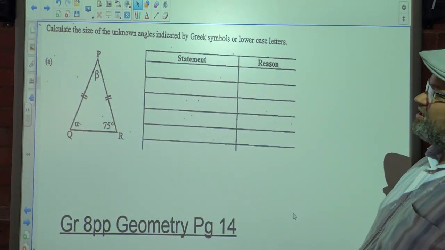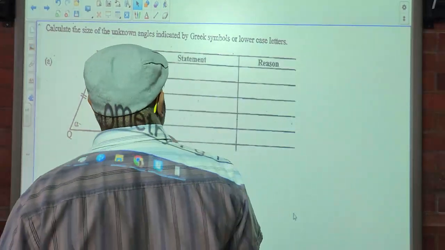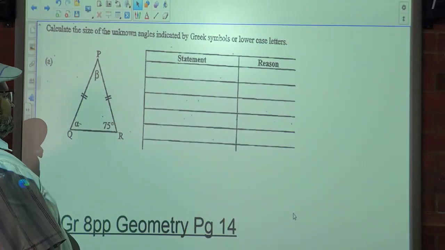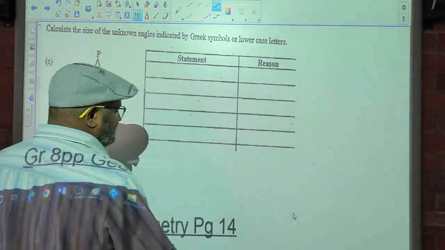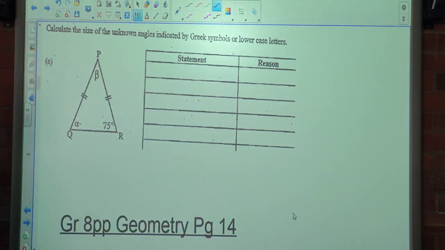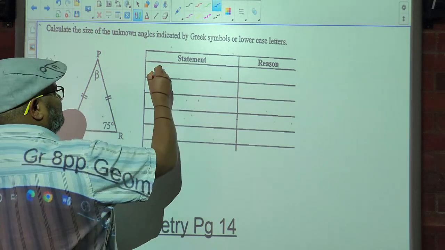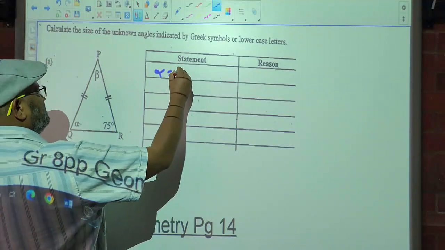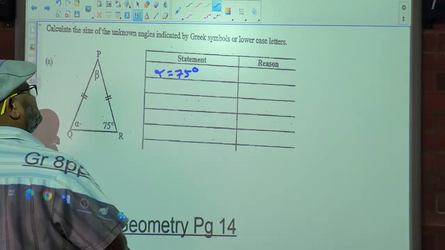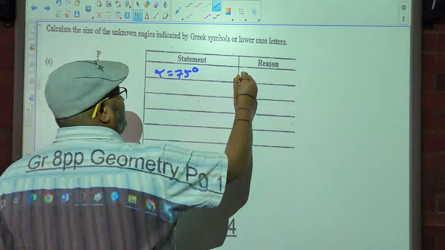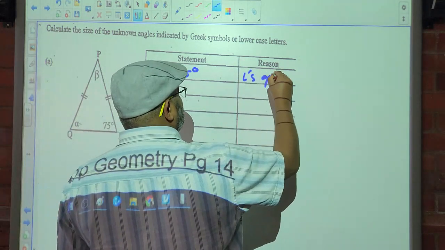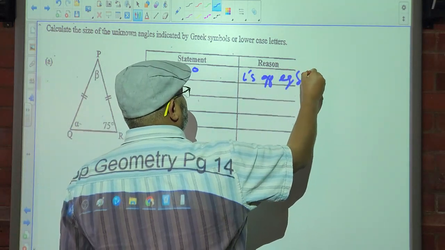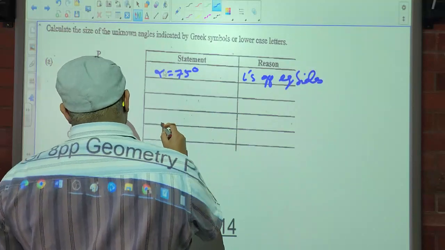It says calculate the size of the unknown angles indicated by the Greek symbols or lowercase letters. So it can be solved first. A, or alpha. Alpha is equal to 75 degrees. Why? Angles opposite equal sides. That's 75.